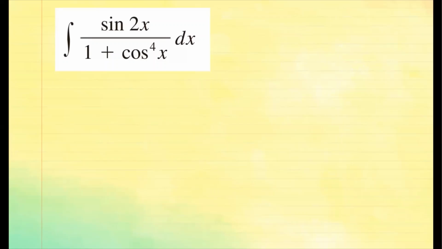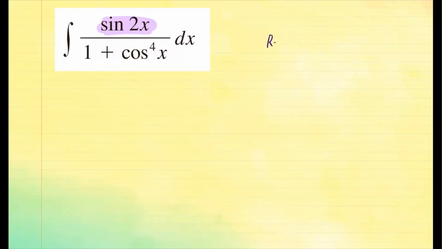Welcome everyone. Here's another very fun and interesting integral for you. Let's see how we're going to approach this. So I see that I got a sine of 2x here. So immediately I would think of an identity that I can replace this with. And then on the denominator, I see cosine to the fourth power. Well, I might want to rewrite that as well. But let's go with rewriting sine 2x.